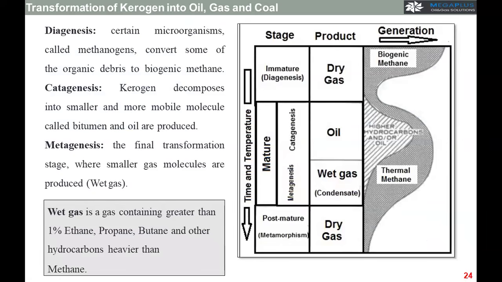Transformation of kerogen into oil. This is gas. In diagenesis, microorganisms convert material into organic debris. Catagenesis is where kerogen is decomposed by thermal cracking due to the increasing temperature and pressure, forming oil. Metagenesis is the final transformation. It gives you smaller gas molecules, producing wet gas. Wet gas contains greater than 1% ethane, propane, and actually we end up with dry gas in the most mature stage, which is called metamorphism.